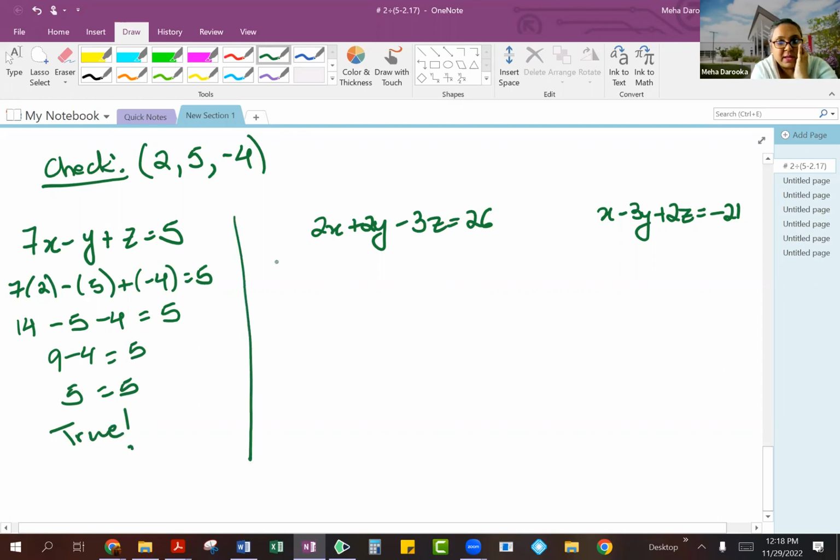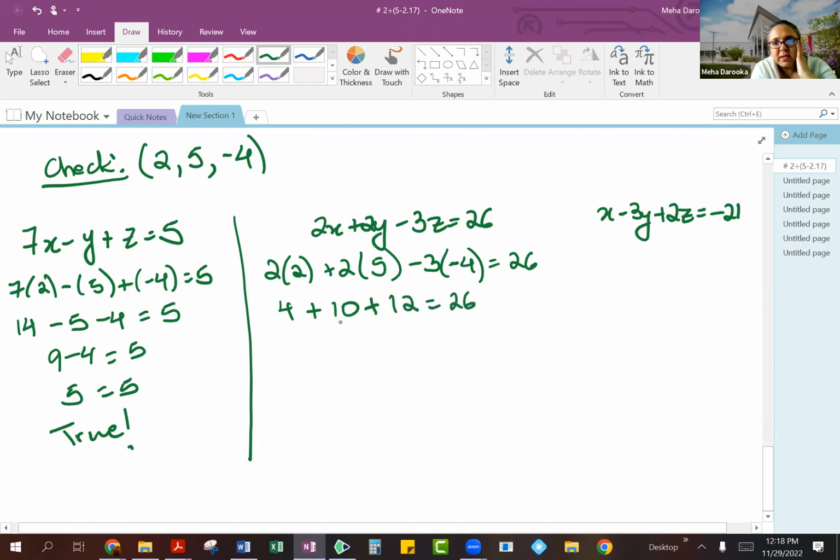Now for the second one, again, 2 times x plus 2 times y minus 3 times z. And you want to make sure this will equal 26. So let's see, what will this come out to be? 2 times 2 is 4, 5 times 2 is 10, negative and negative will become positive, 3 times 4 is 12. So let's see, 14, what will that be? 24, 26. All right, very good. So we get a true statement for the second equation.